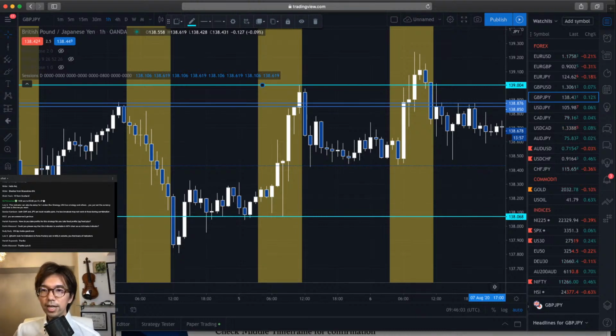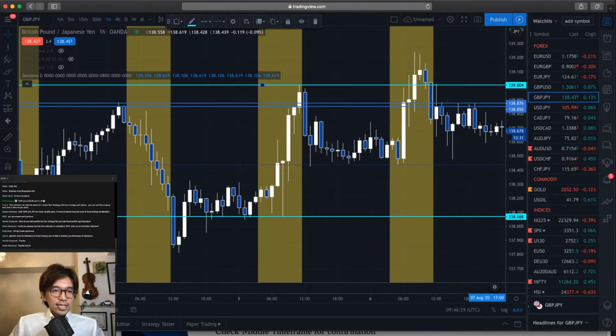Karim, could you please say that this indicator is available in MT4 chart? Oh yeah, I think it should be available in MT4. I used to use it in MT4. So you can just Google something like sessions MT4 and you must be able to find the free indicator for that. Yeah, because I used to use it.